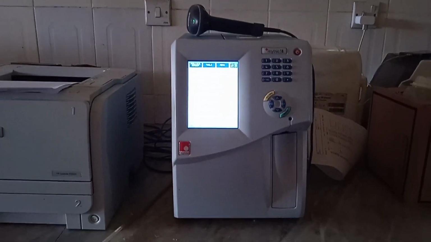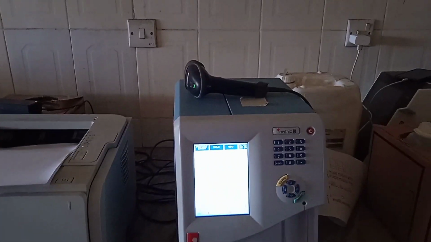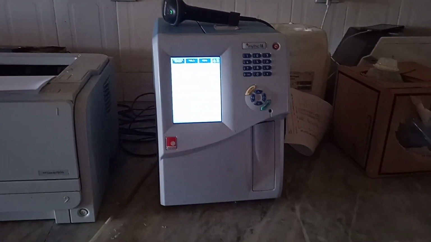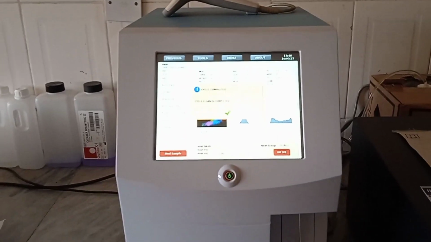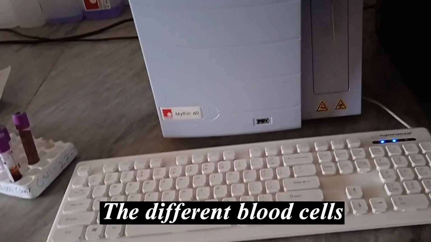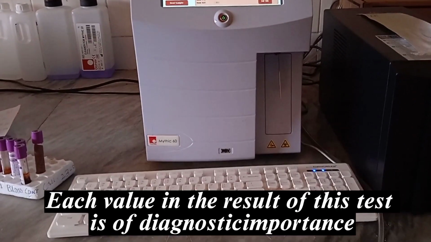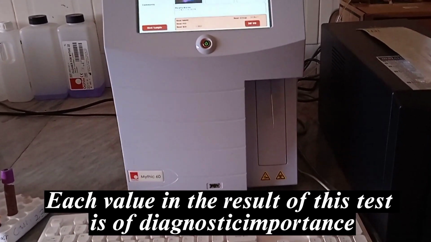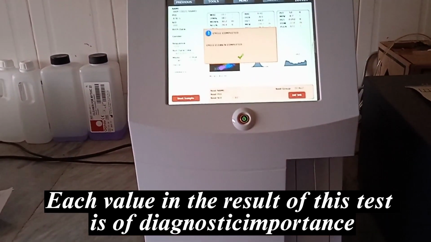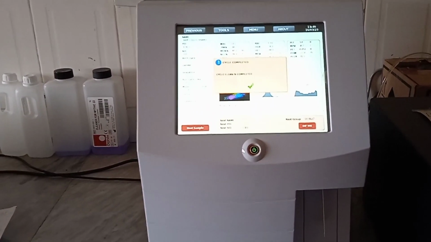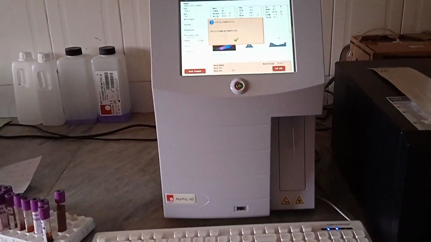This is the Mythic 18 auto analyzer, and it is used to analyze the full blood count, that is everything you can find in the blood. This is an automated process, and this one is the Mythic 60. It's actually of two types. Although they do the same thing, there is a slight difference between the two.